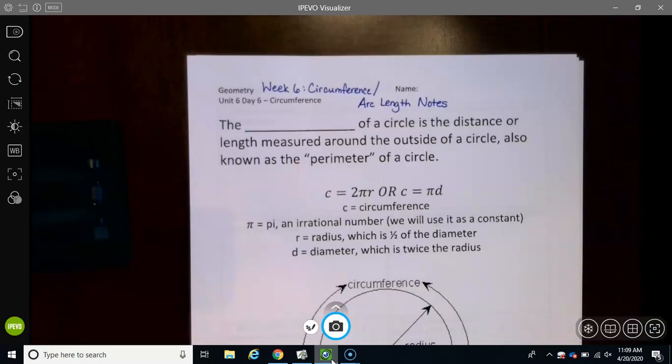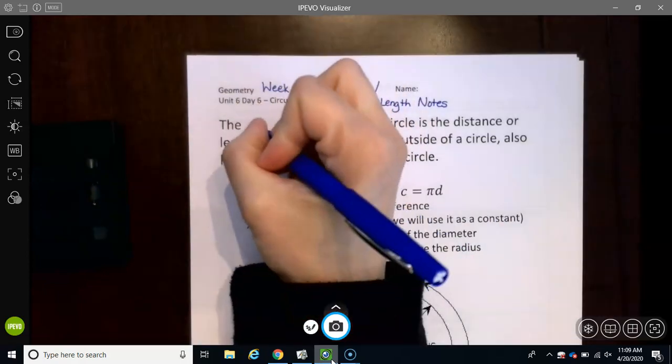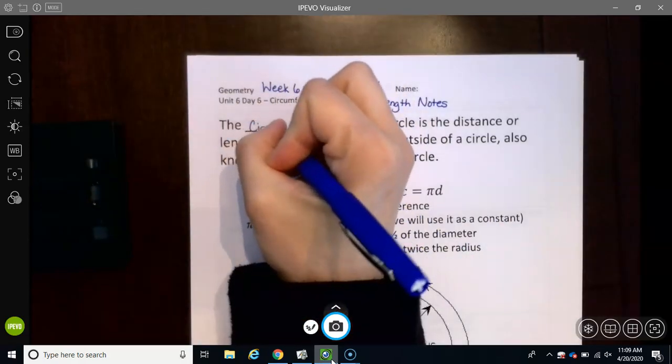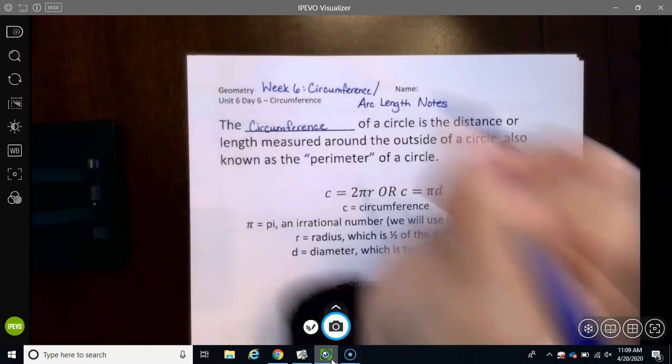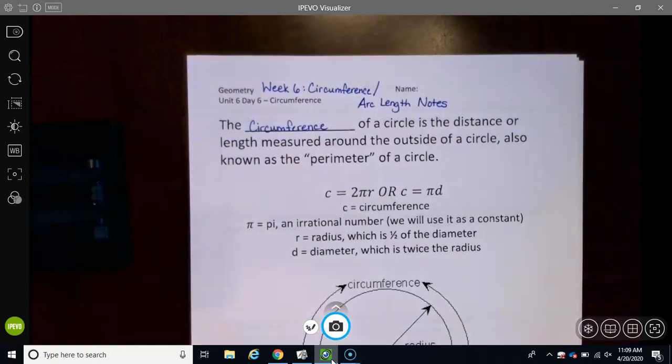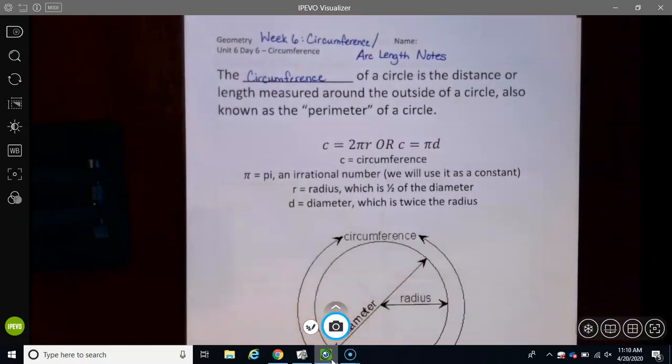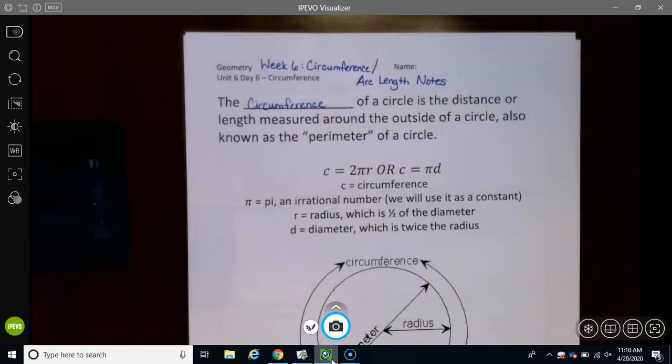It says, the blank of a circle is the distance or length measured around the outside of a circle, also known as the perimeter of a circle. So the vocabulary word we're looking for there is circumference. Okay, so the circumference of the circle is like the perimeter of the circle, the distance going all the way around the circle. So there's 2 formulas that we use for that.